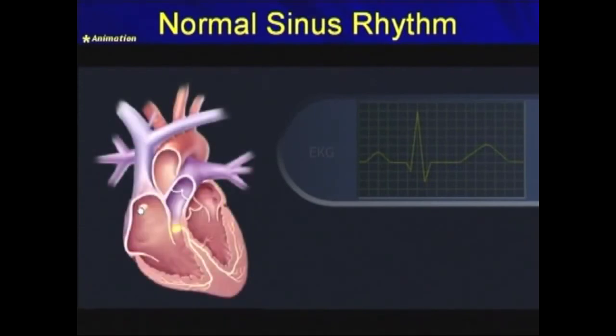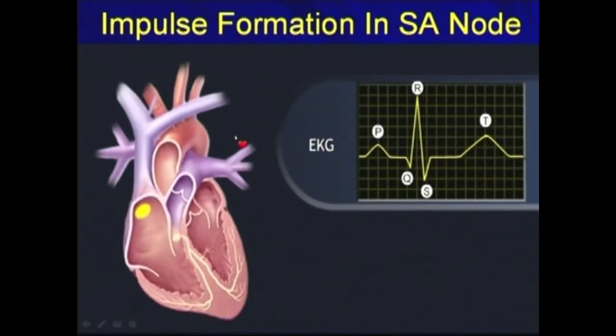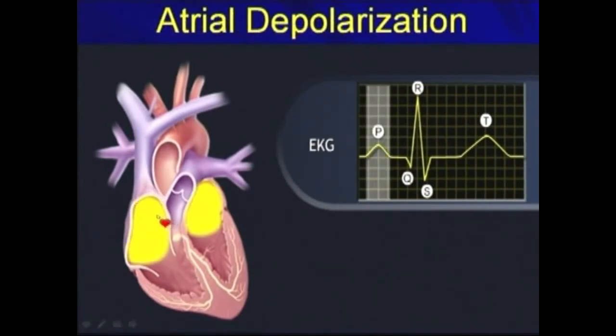As we said before, the impulse is actually initiated from the sinus node through the atrium to the AV node, and then the bundle branch, and then to the ventricle, resulting in a synchronous contraction. And the impulse formation in the SA node, which is in the right atrium, and then resulting in atrial depolarization, which corresponds to the P wave.